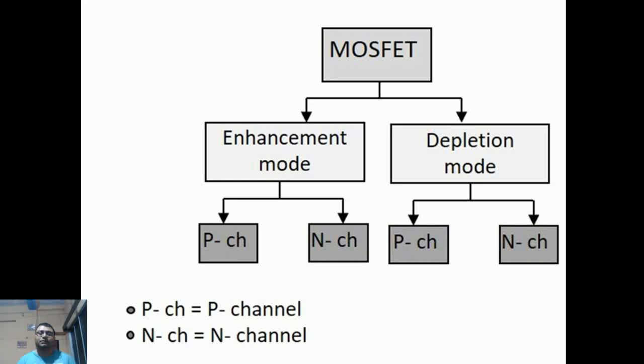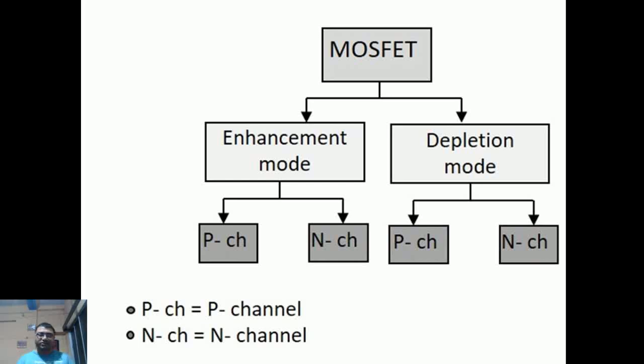The MOSFET, the metal oxide semiconductor field effect transistor, is of two types. One is the enhancement mode type MOSFET, another is the depletion mode type MOSFET. The enhancement mode type can be further classified into two types: p-channel enhancement mode and n-channel enhancement mode. The depletion mode can also be classified into two parts: p-channel depletion type MOSFET and n-channel depletion type MOSFET. In this way, we can classify the MOSFET into different types.